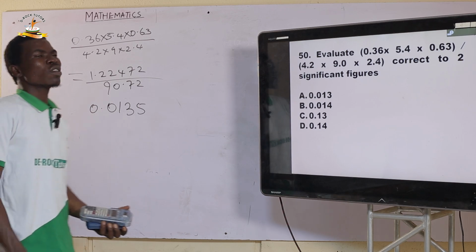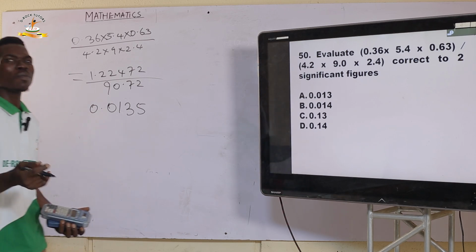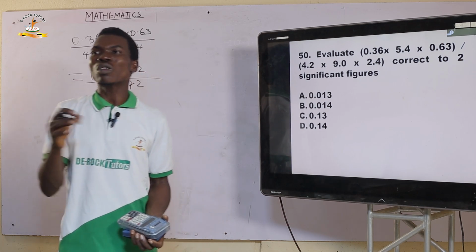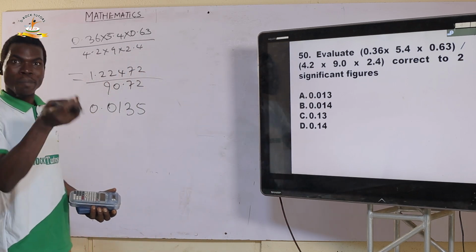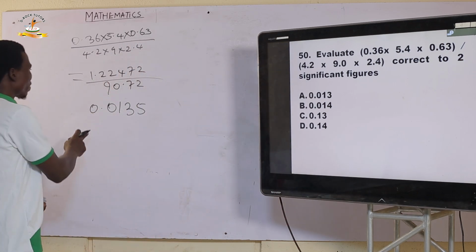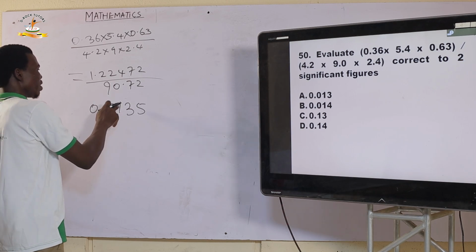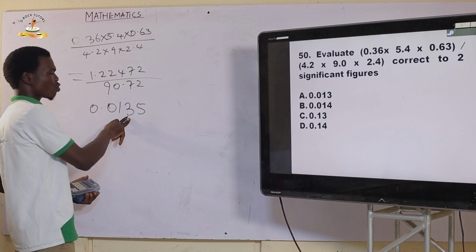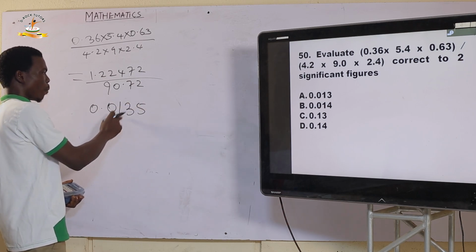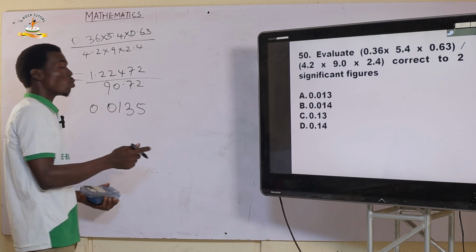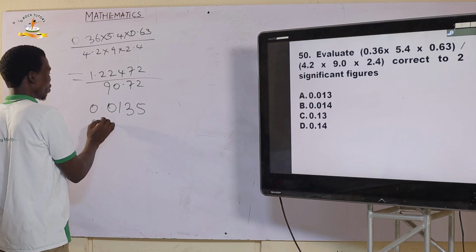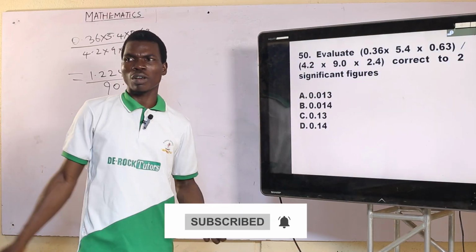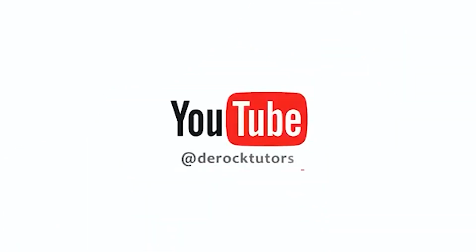However, the question says to two significant figures. What is the meaning of significant figure? Significant figures are numbers that are not zero at the beginning. Mind you, must be at the beginning. So we have to say this is 0, this is 0, this is the first significant figure. The next significant figure is 3. And as such, we have to round this 5 up, so the 3 becomes 4. And this is going to be 0.014 to two significant figures. So the correct option is option B.